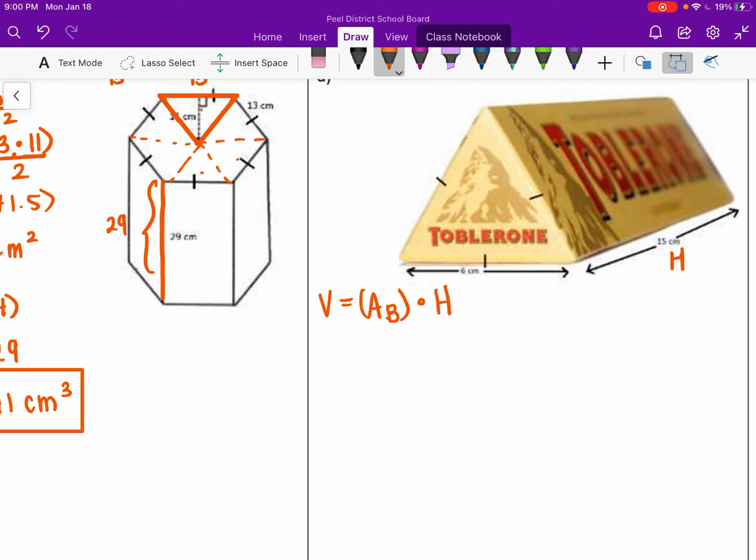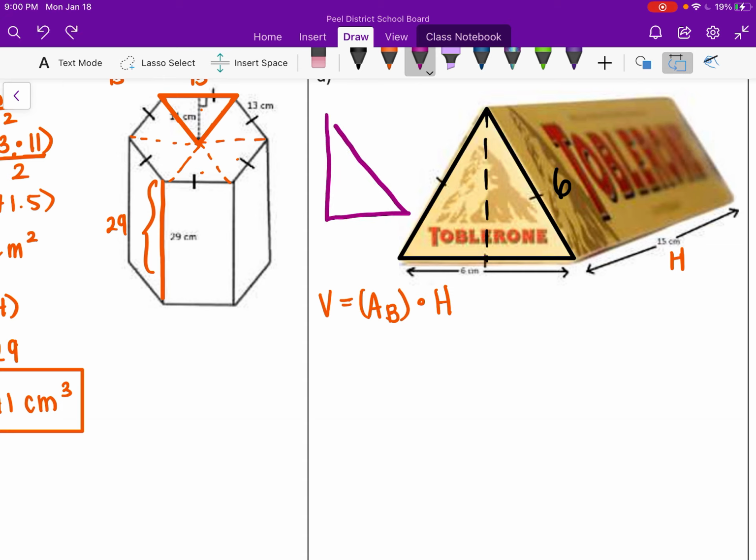We need to find the area of the base. So our base is a triangle. If I go back here and make this triangle, what we want to find out is that actual height, because without the height, we can't know the area of the entire triangle. I know that this side is 6 because the bottom is 6, but I can use the right triangle right here, like we've been doing, and use the Pythagorean theorem to figure out the height of that triangle so that we can figure out the area.